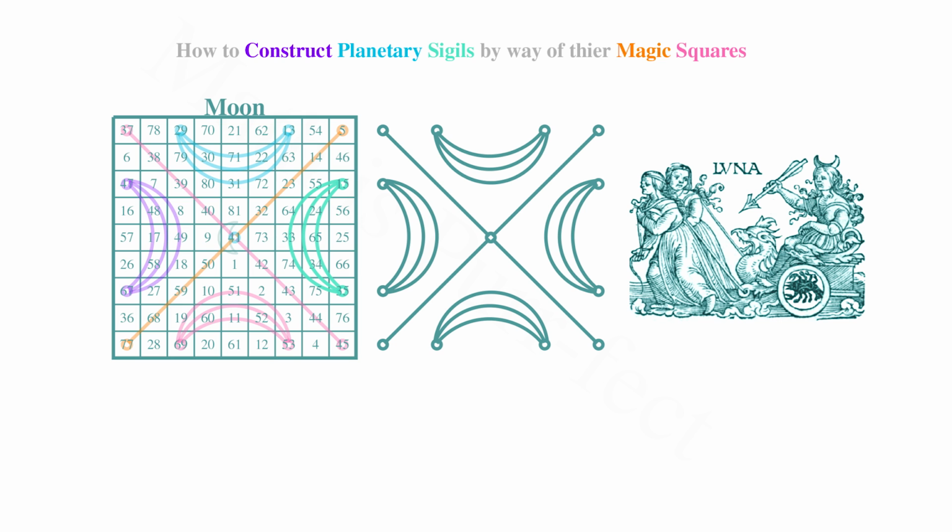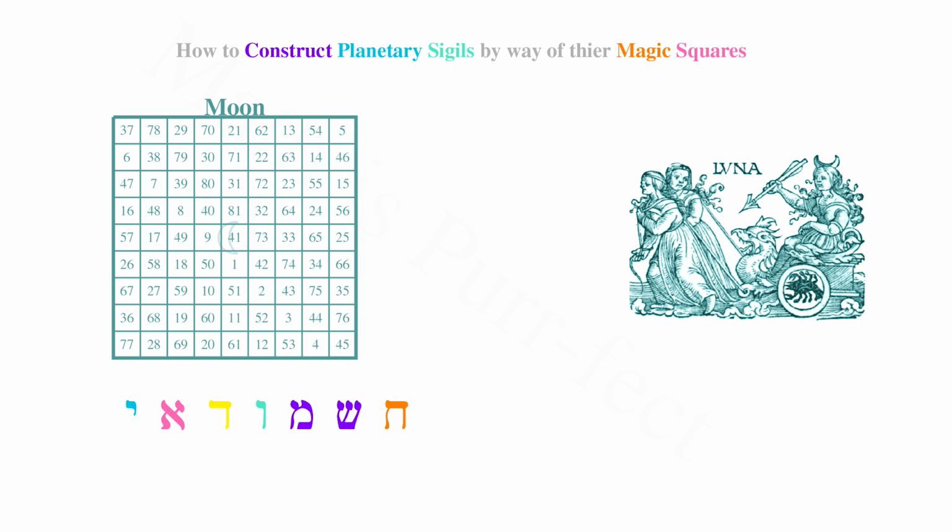The spirit of the moon is called Hosmodai, beginning with Chet and a value of 8, then Shin with a reduced value of 30, which we add to Mem, whose value is 40, summing together to 70, seen here in purple, then Vau with a value of 6, followed by Dalet with a value of 4, then Aleph with a value of 1, and finally Yod with a value of 10. This is a sigil of Hosmodai.